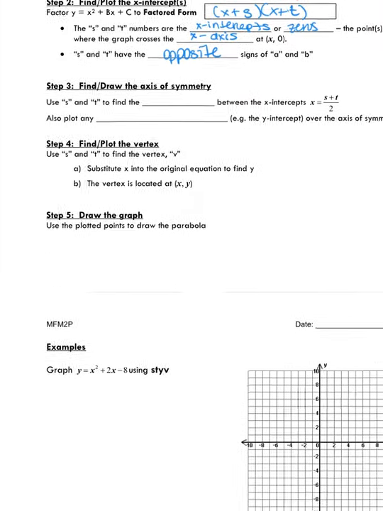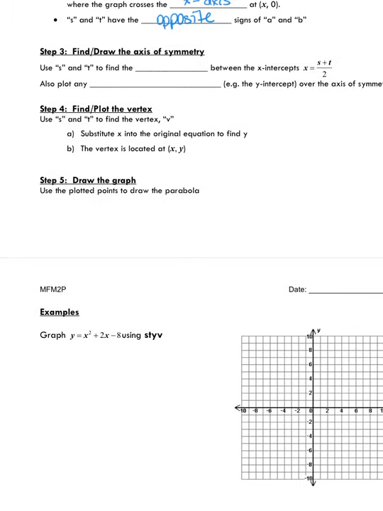Once we do this, now we're going to use s and t to find the midpoint, so that halfway point between our x-intercepts. And you do that just by adding your two x-intercepts together and dividing by 2.